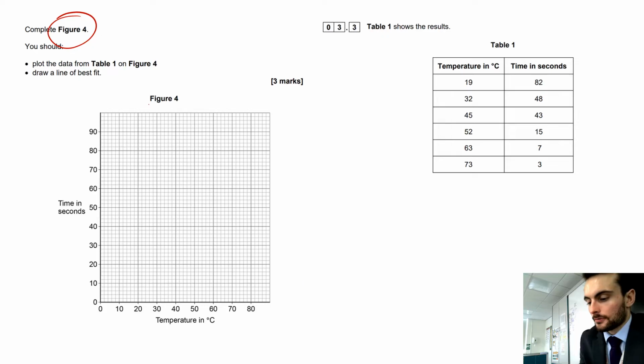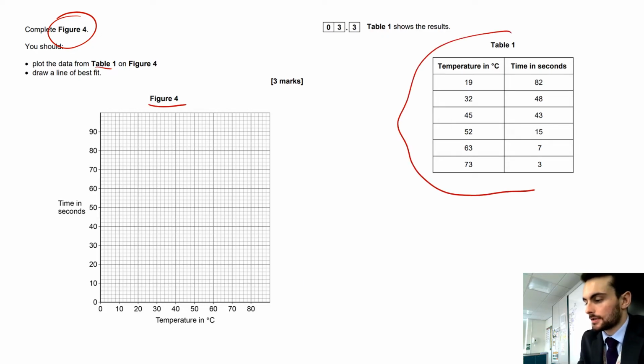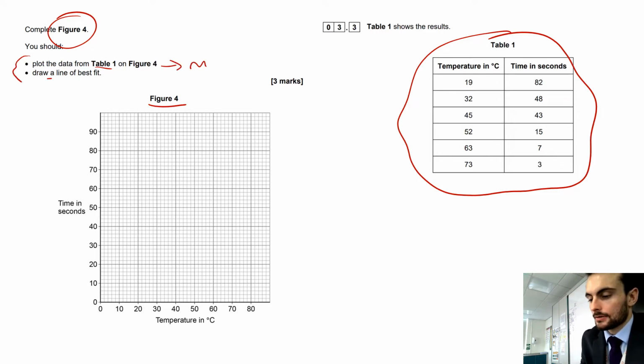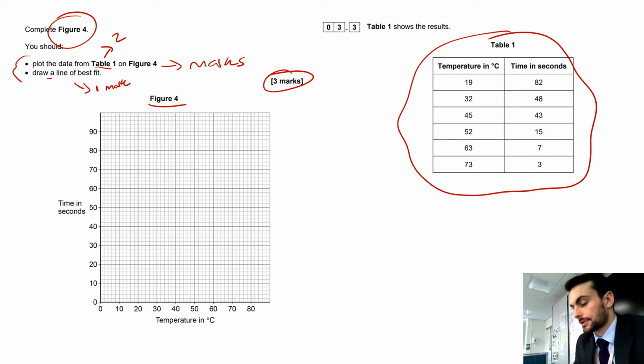Complete figure 4 graph. Plot the data from table 1 on figure 4. Here's your table. Temperature in degrees Celsius, time in seconds. So then it says you should plot the data from table 1 and you should draw a line of best fit. When you see this, this is telling you where the marks are going to come from. If it's out of 3 marks, chances are you'll only ever get 1 mark from line of best fit. So that means plotting the data is potentially worth 2.